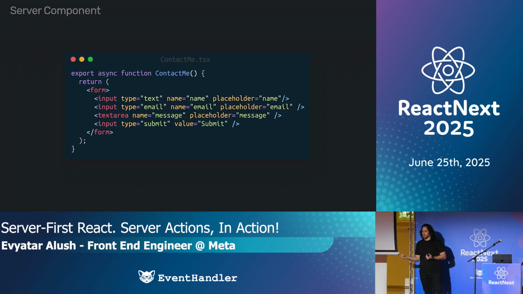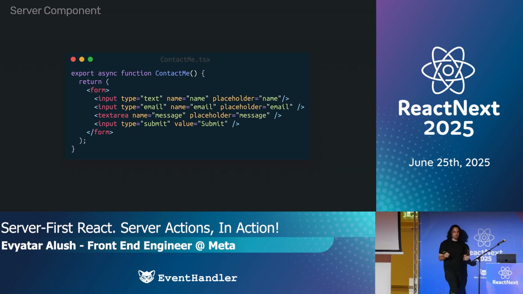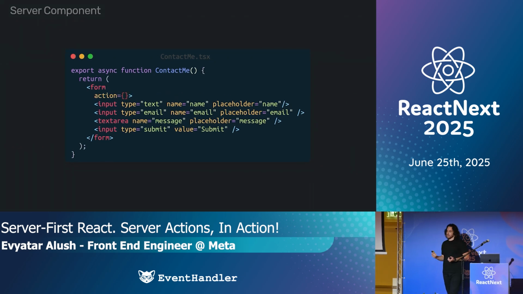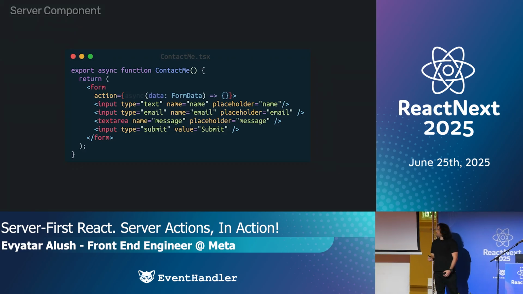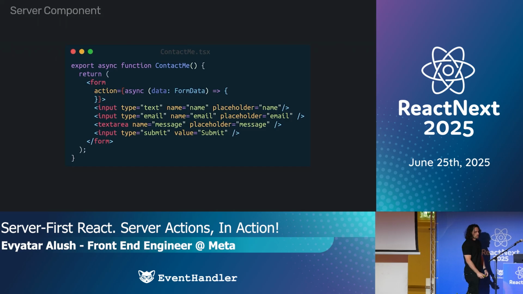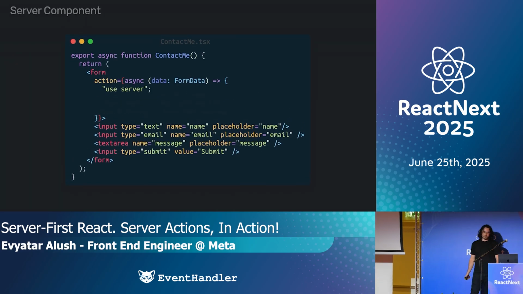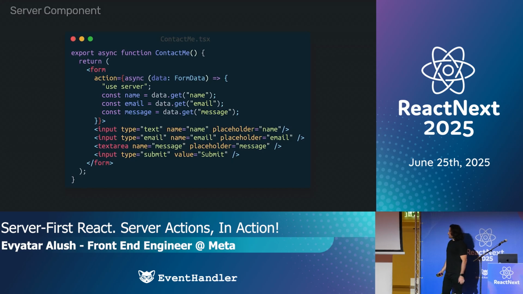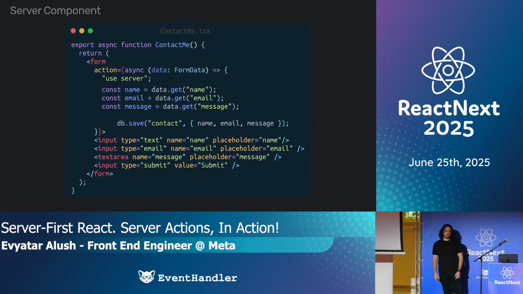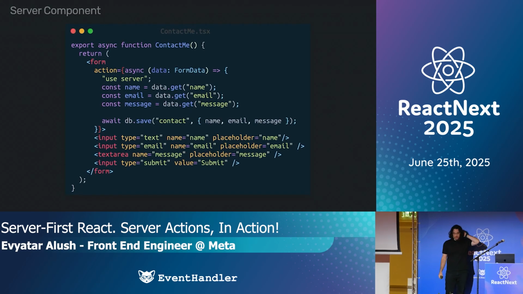But if we wanted to pair it with server actions, for example, what we needed to do is basically add an action to our form, and write some stuff inside or put it in a different file, and make an async function, and get some data from a form, add the use server directive, get some data, and save it to the database. So that's pretty easy. That's pretty nice.